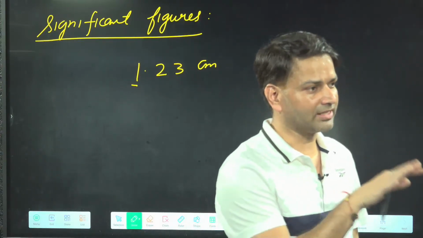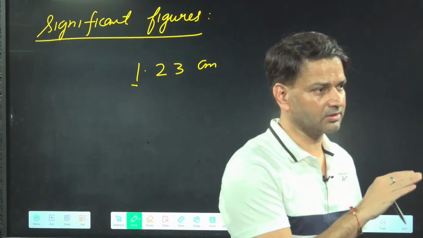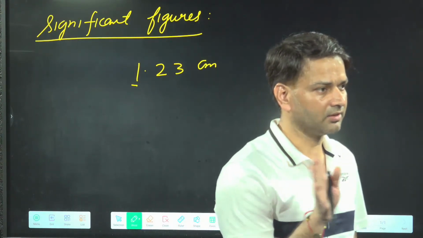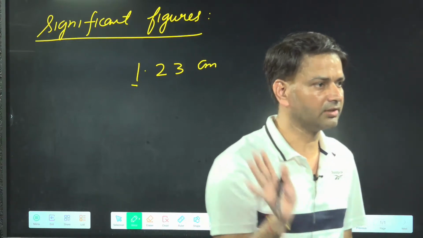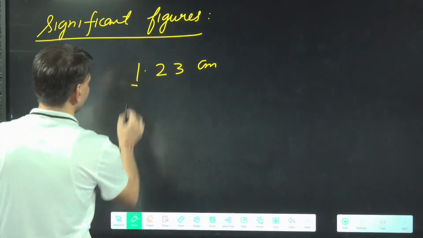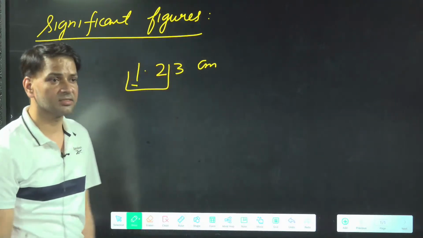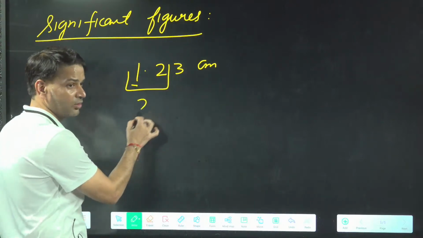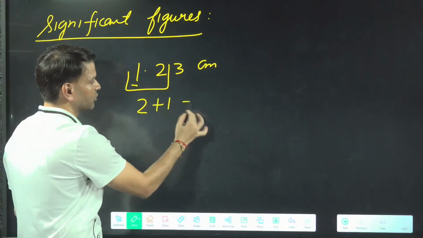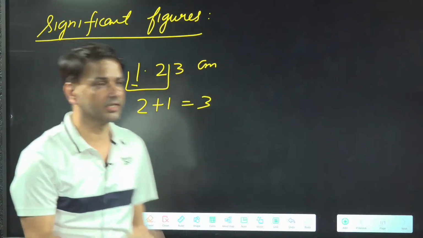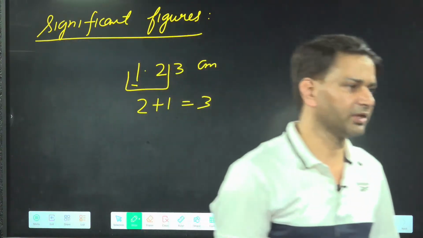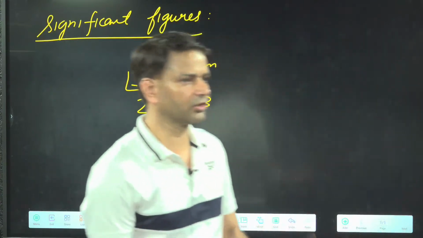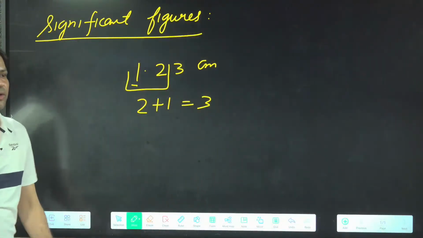So what is a significant figure? Basically it is the summation of the certain digits and one uncertain digit. Here these two digits are certain and the third one is uncertain. So two certain digits and one uncertain digit. How many significant figures does it have? 3. So the data 1.23 centimeter has 3 significant figures. That is just the definition of significant figures. Okay.